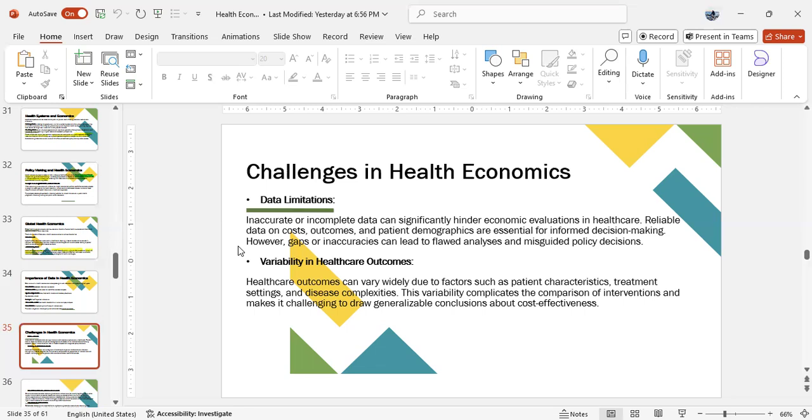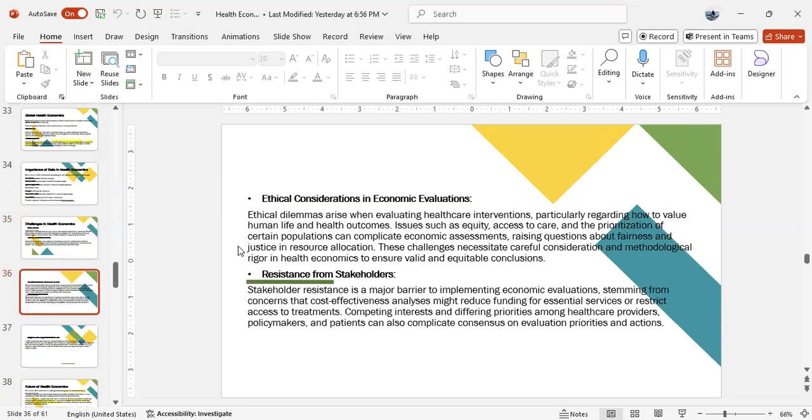Variability in healthcare outcomes. Healthcare outcomes can vary widely due to factors such as patient characteristics, treatment setting, and disease complexities. This variability complicates the comparison of interventions and makes it challenging to draw generalizable conclusions about cost effectiveness.